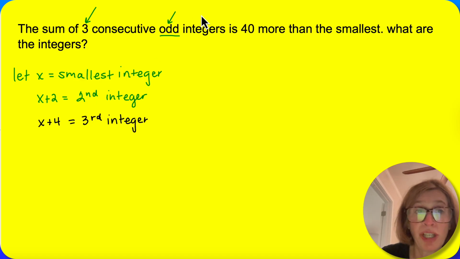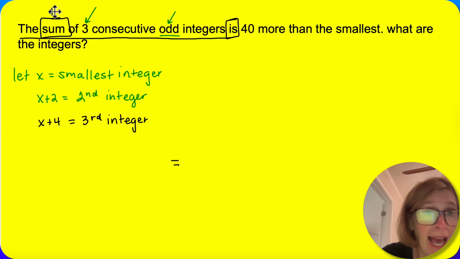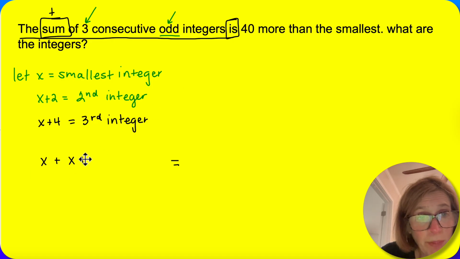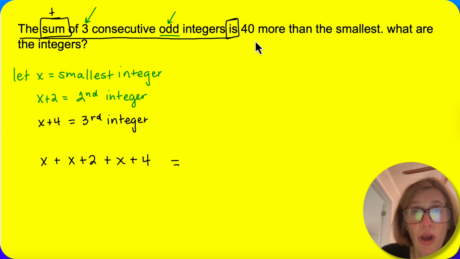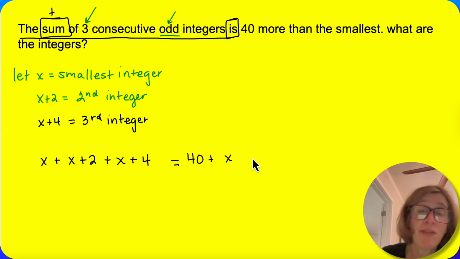So I read the question exactly as it's written. The sum of three consecutive odd integers is. So we stop at is because we know is means equals. Okay, so sum. Sum means add, and here are my three integers. So x plus x plus 2 plus x plus 4 equals 40 more than the smallest. So 40 plus the smallest integer of x. And so now we have our equation.